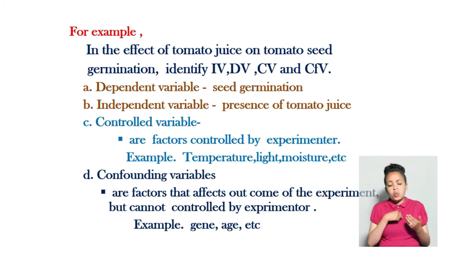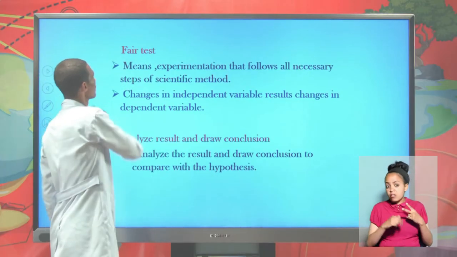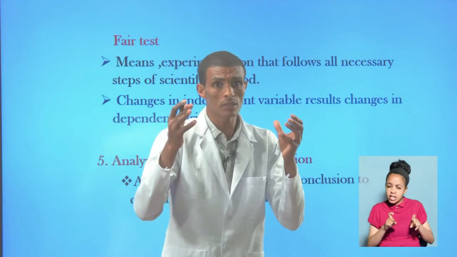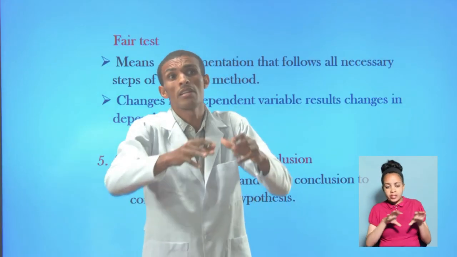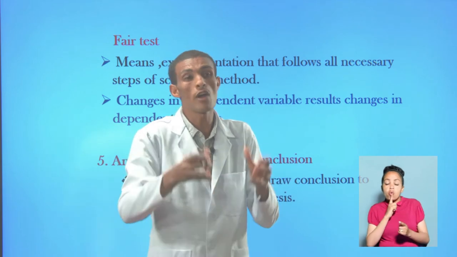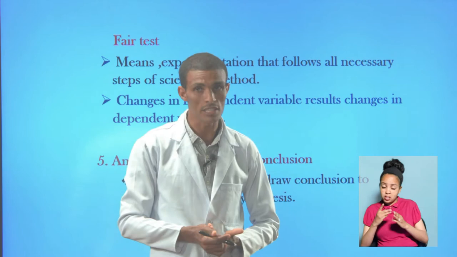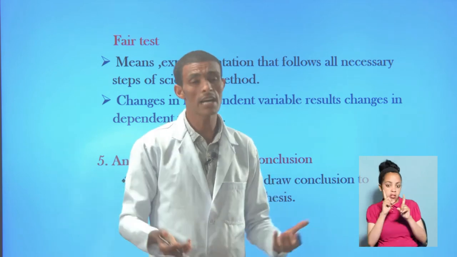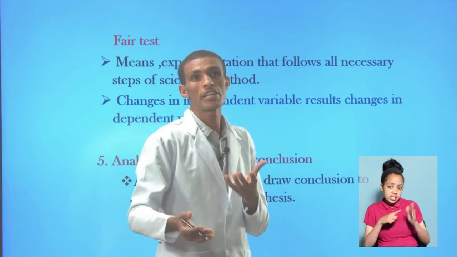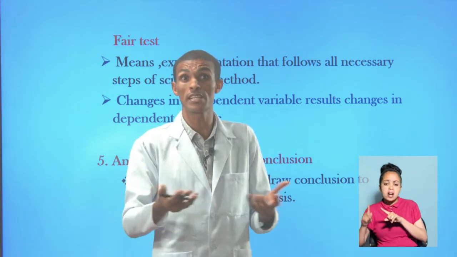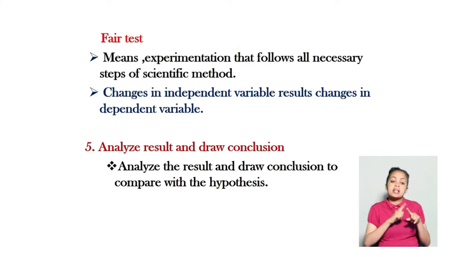You can identify this problem again with another question. To say fair test, if our experimentation can be carried out in a well-oriented manner, following all steps of the scientific method, we say it is a fair test. A fair test can be indicated as a change in the independent variable bringing about a change in the dependent variable.